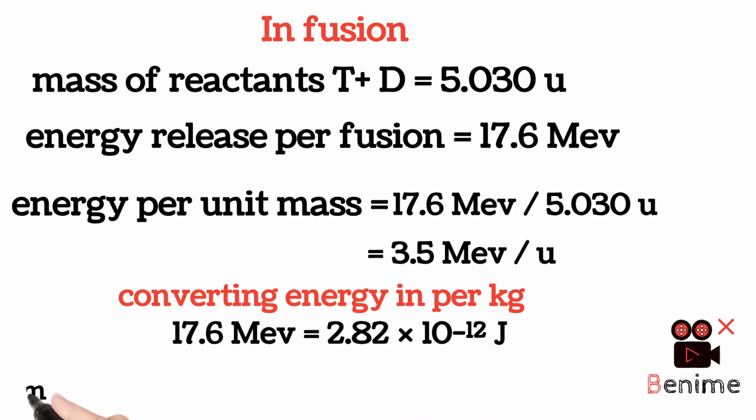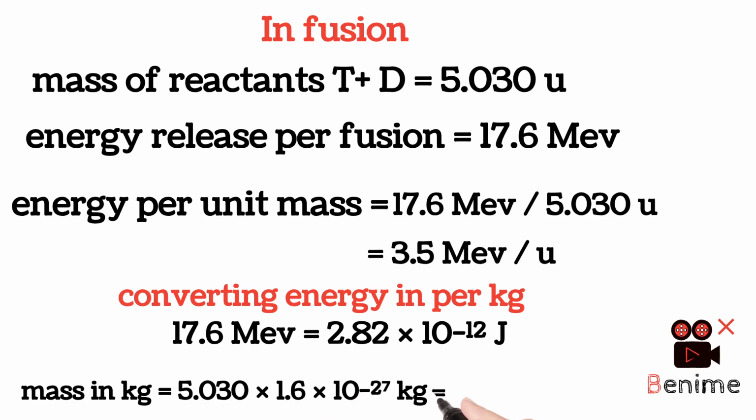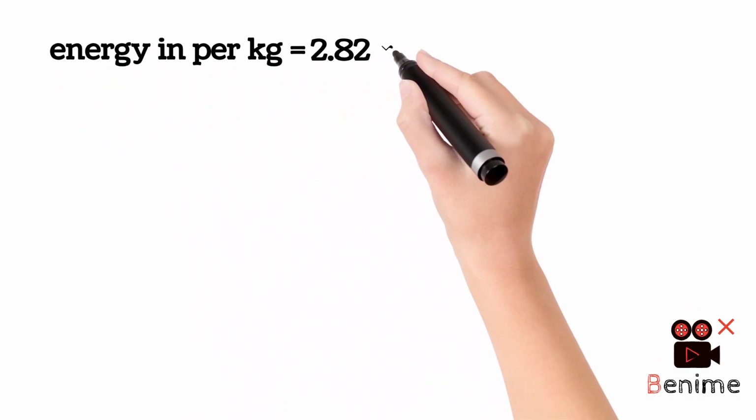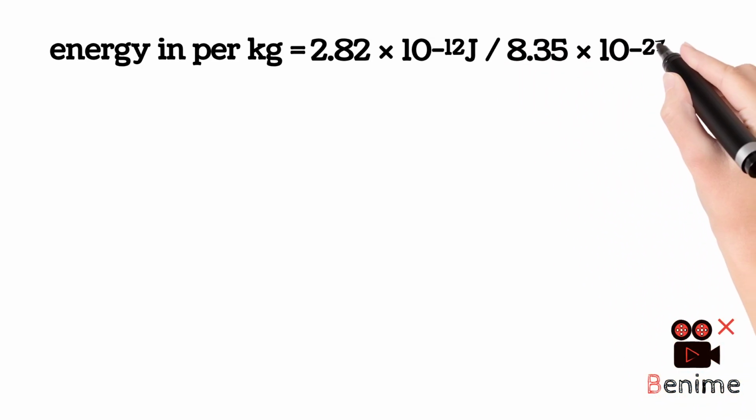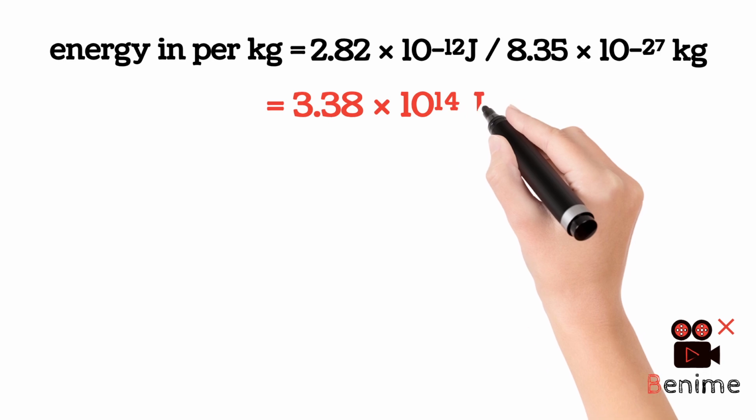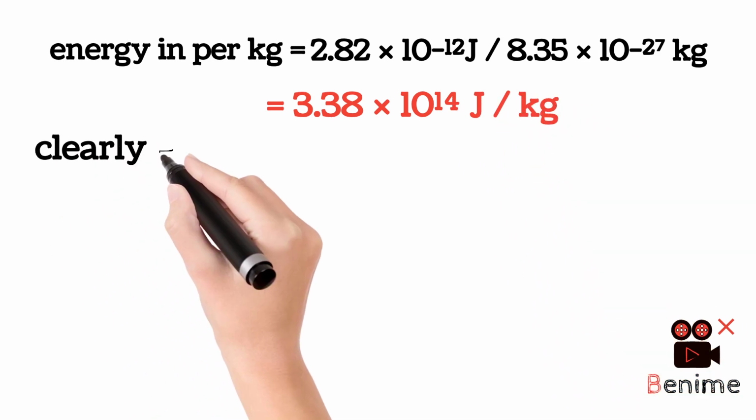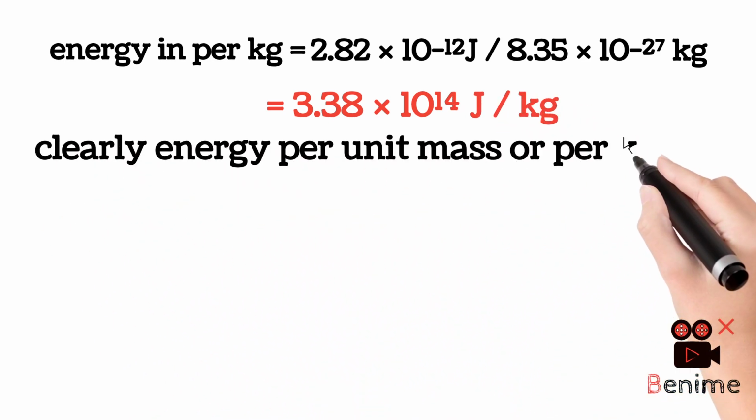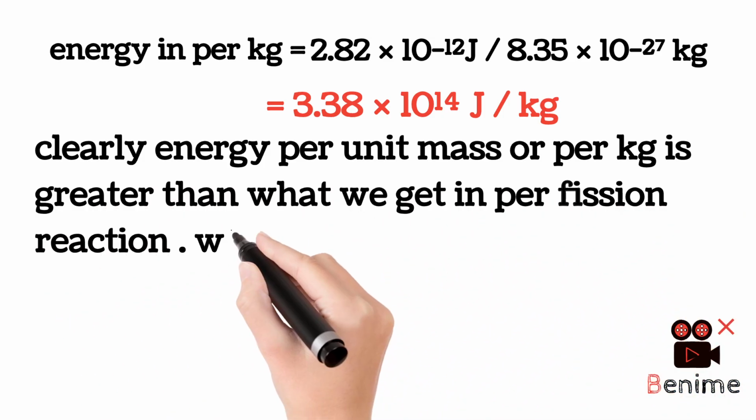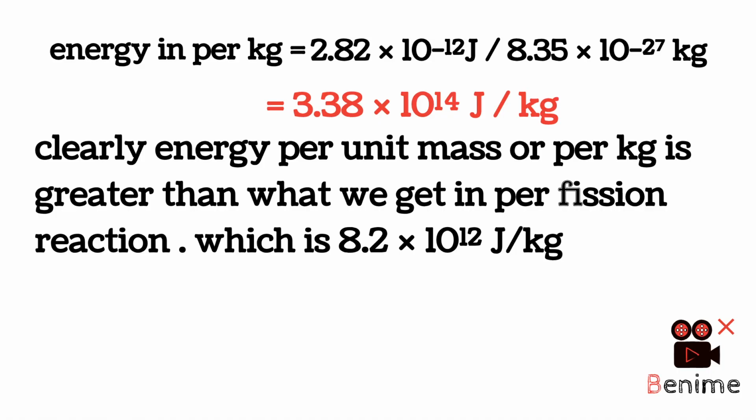Now, by converting mass into kilograms and energy into joules, we get energy per kilogram. Energy per kilogram is found by dividing total energy released in joules by total mass of reactants in kilograms. It is 3.34 times 10 to the power 14 joules per kilogram, which is almost 4 times the energy released per kilogram in fission reaction.